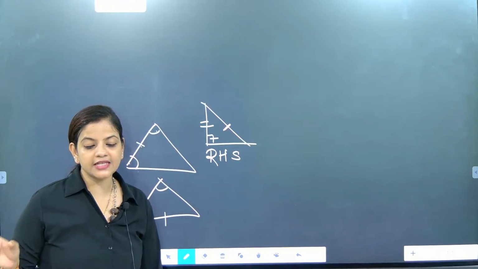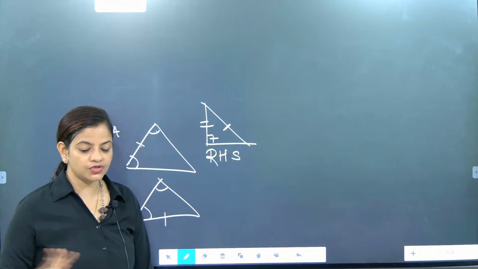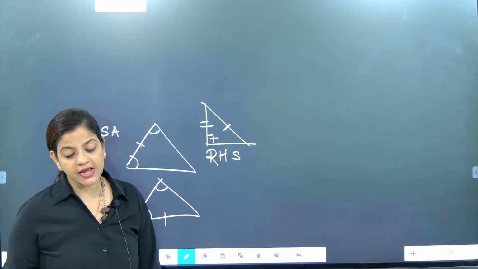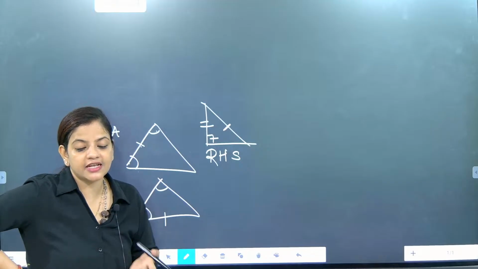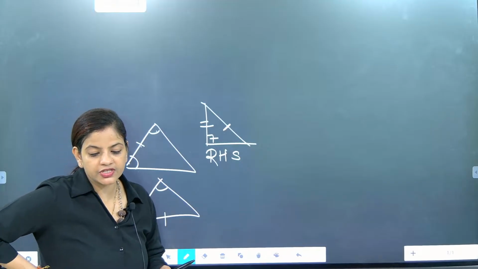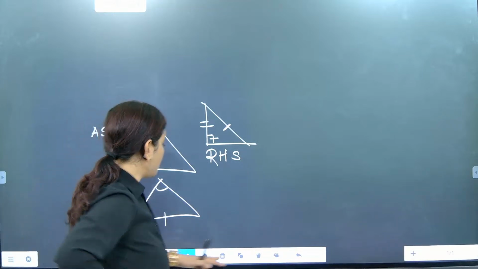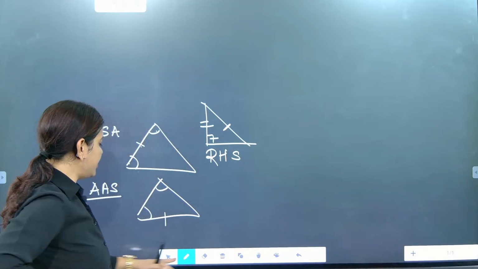Yeah, angle side angle, right angle hypotenuse side, side angle side. So these are the criteria through which we can make the corresponding sides and angles equal. I hope you have understood this one. Did you understand this part? Yes. So now we will go for the next part. Are you ready for it?